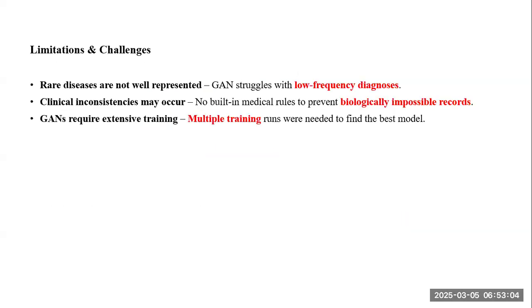Here we have limitations and challenges. In this paper, we have seen that rare diseases are not well represented, as GANs struggle with lower-frequency diagnoses. So it may not always give the most realistic data, and sometimes it may give unrealistic data. Clinical inconsistencies may occur if we don't have medical rules to prevent biologically impossible records. And GANs require multiple training runs to give the best model. If we do 5 to 6 trainings, it will improve up to 5 trainings and may give more realistic data. So we need to train the model more.